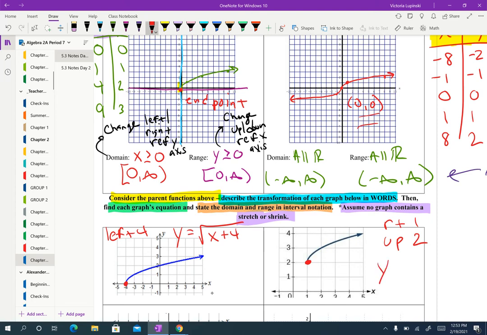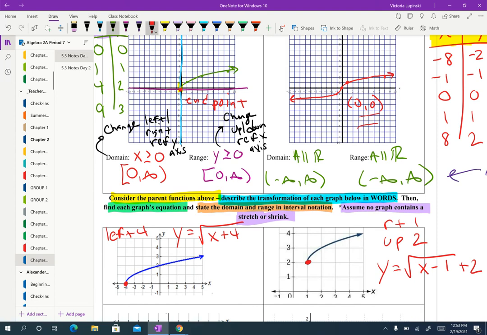Here for the second one, again, let's make it a y equals. In order to go right, you have to be inside the function, and it has to be the opposite. So to go right 1, you would need the square root of x minus 1. Then to go up 2, you would need a plus 2 on the outside.